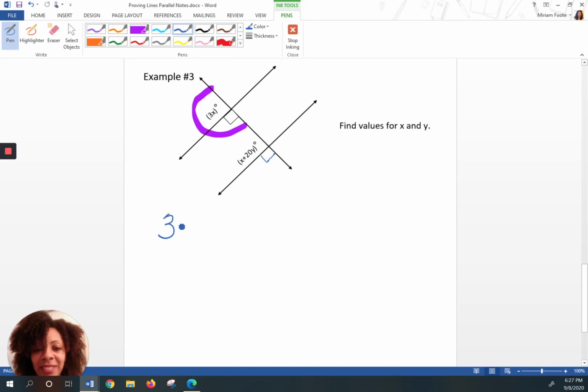So 3x plus, again, I understand that means 90 degrees. And since it's a linear pair, it's supplementary. So two angles added together will equal 180. Now I just solve for x. So I'm going to subtract 90 on both sides, which will leave me with 3x is equal to 90.